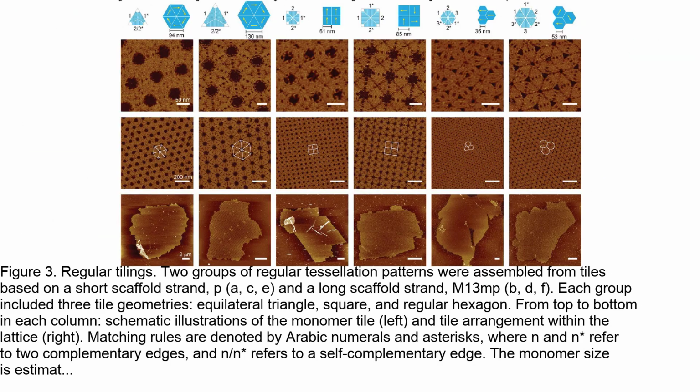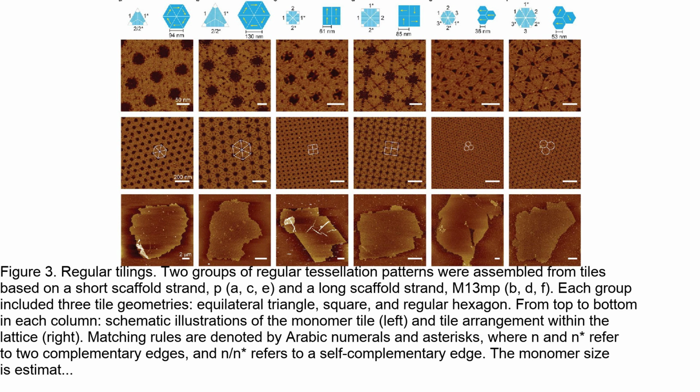Figure 3 of the paper shows the results of constructing regular tessellation patterns using DNA origami tiles. The optimized design parameters, particularly the interhelical distance, d, enabled the construction of micrometer-scale single crystalline lattices with nanometer-scale precision. The study demonstrated the versatility of the design method by creating regular tessellation patterns using different tile geometries, including equilateral triangles, squares, and regular hexagons.